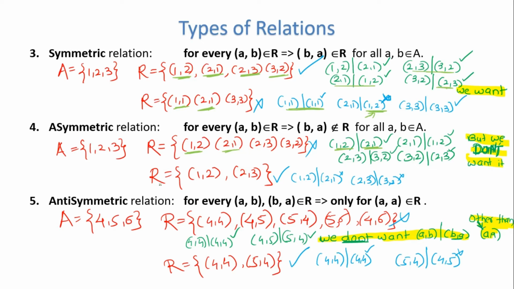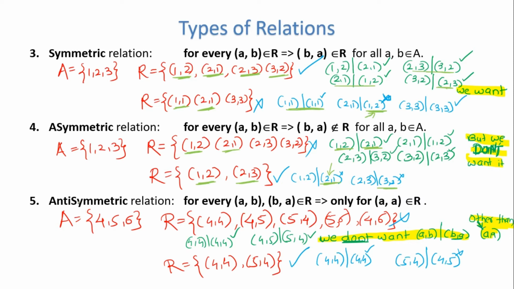Let's take another example of relation: (1,2) and (2,3). For (1,2), the mirror image is (2,1). I don't want this entry in my relation, and that is not present in my relation. For (2,3), the mirror image is (3,2). I don't want this entry also in my relation. Then I have completed and I found that for each and every element, their mirror image is not present in the relation. So this relation is an asymmetric relation.